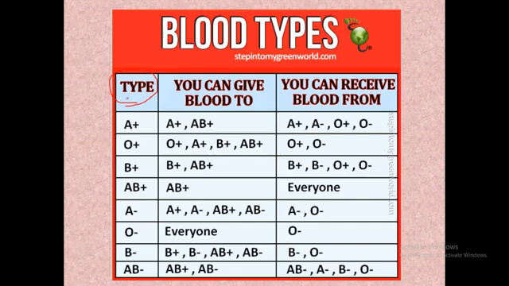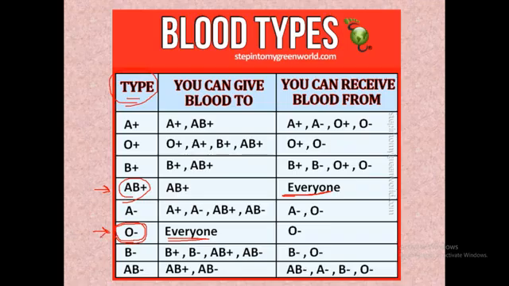So these are the blood types, and one most important thing I would like to tell you is that the person who has the O negative blood group can give blood to everyone. So these are the universal donor, and the person who has the AB positive blood group can receive blood from everyone. So these are the universal recipient. AB positive blood is the universal recipient and O negative blood is the universal donor.